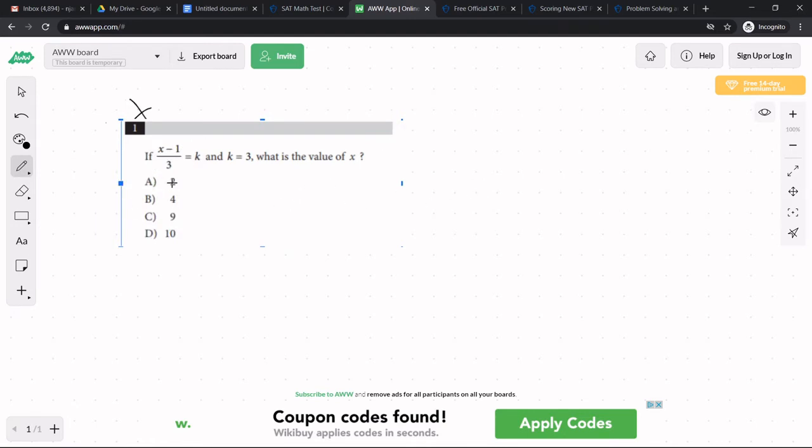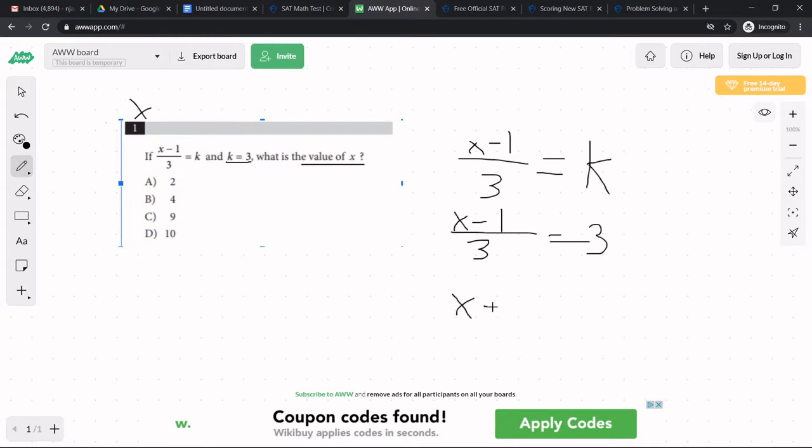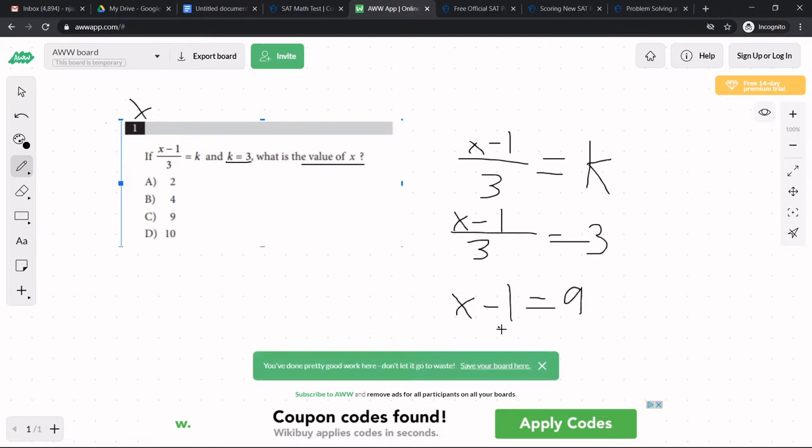Okay. Pretty simple equation to start with. If x minus 1 over 3 equals k, and k equals 3, what is the value of x? Alright, so pretty simple. You know that you just have to plug it into this equation. X minus 1 over 3 equals 3. Now you're looking to isolate this x because it's asking for that value. X minus 1 equals 9, and x equals 10. So the answer is D.